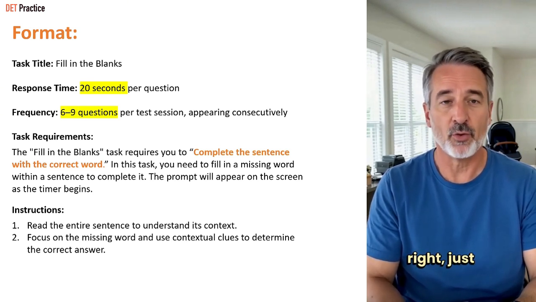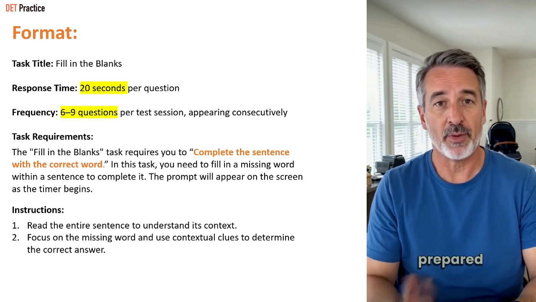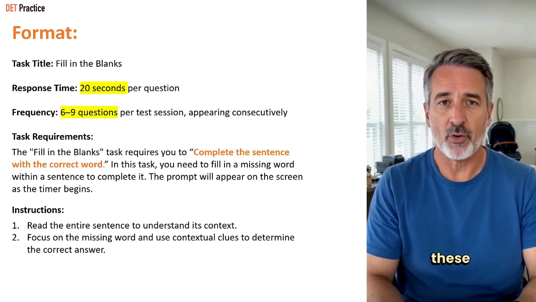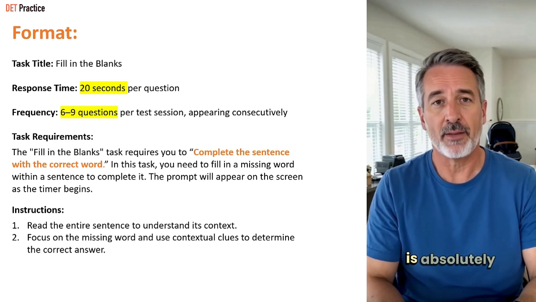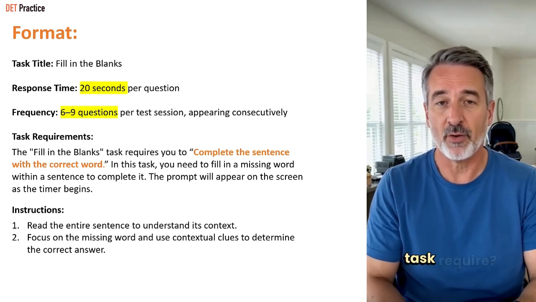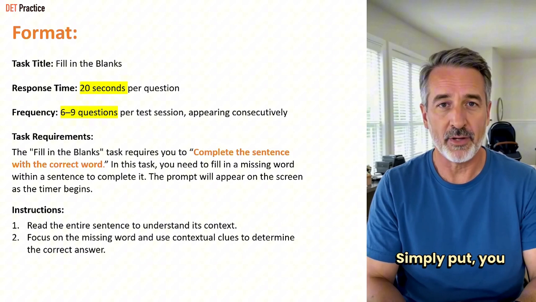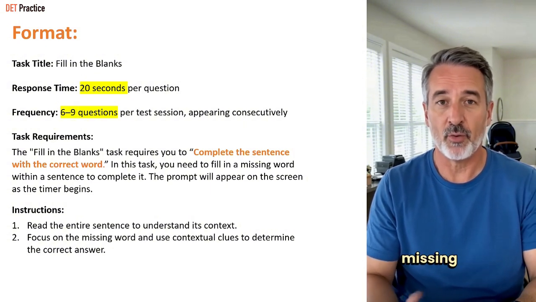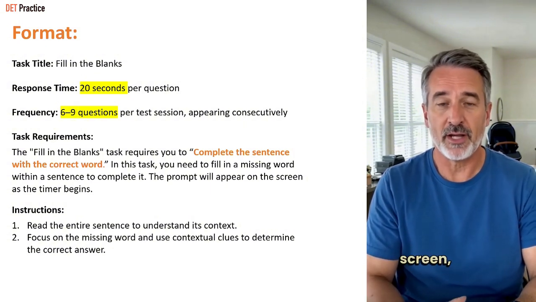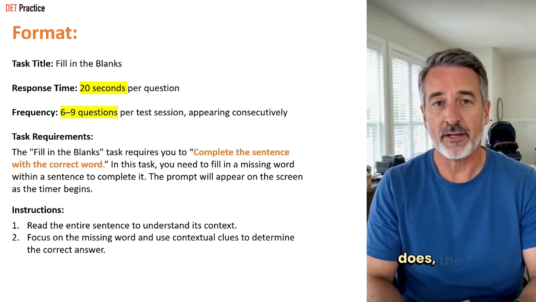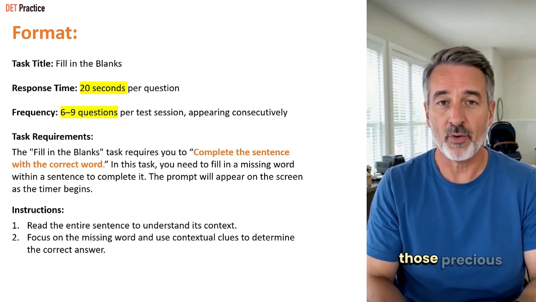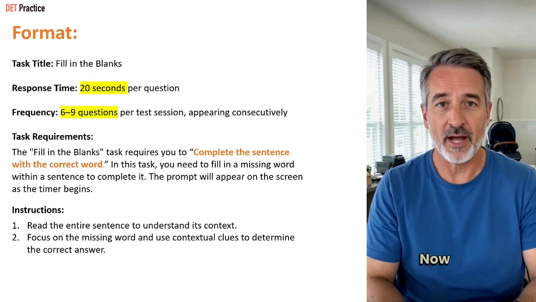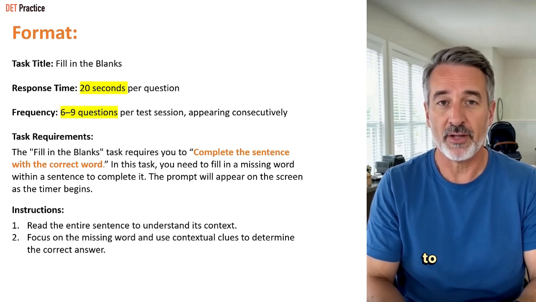Yes, that's right, just 20 seconds. So being prepared and knowing how to approach these questions efficiently is absolutely crucial. What does this task require? Simply put, you need to complete a sentence with the correct missing word. The prompt will appear on your screen, and as soon as it does, the timer starts counting down those precious 20 seconds. Now, let's discuss the proper approach to these questions.